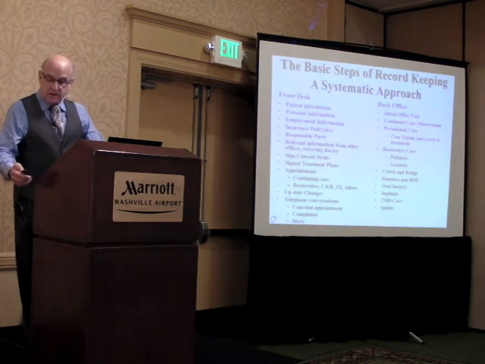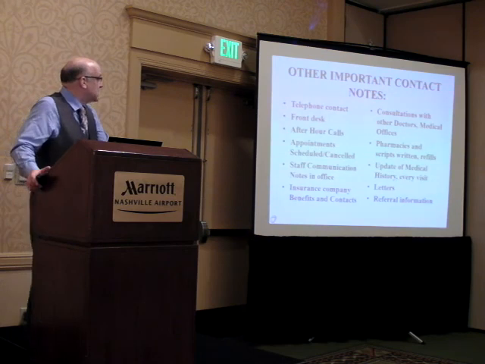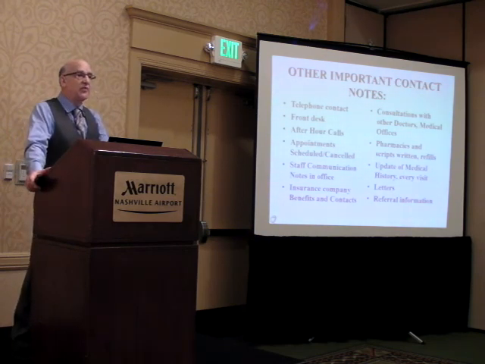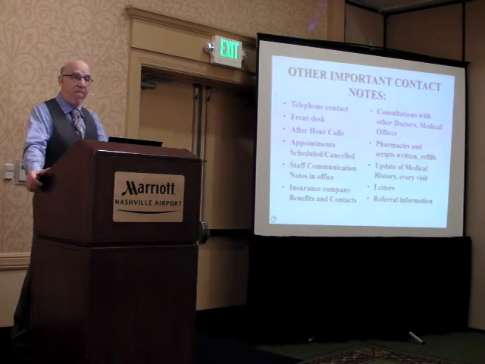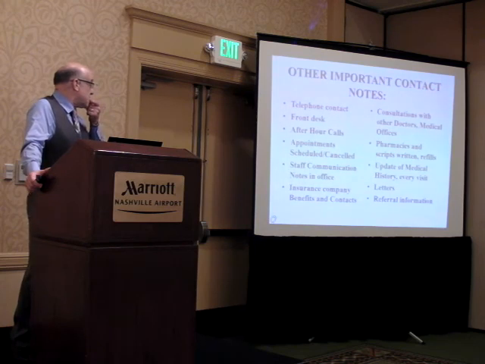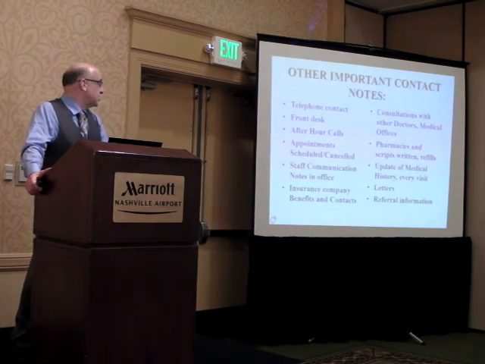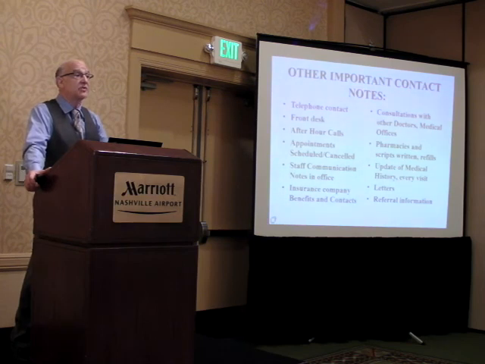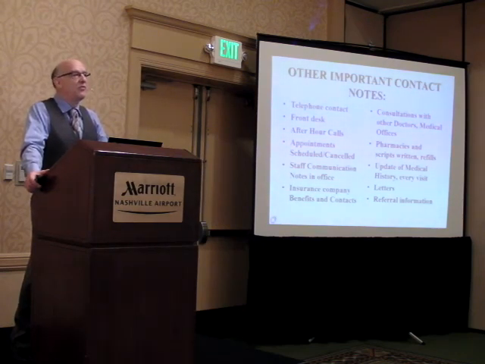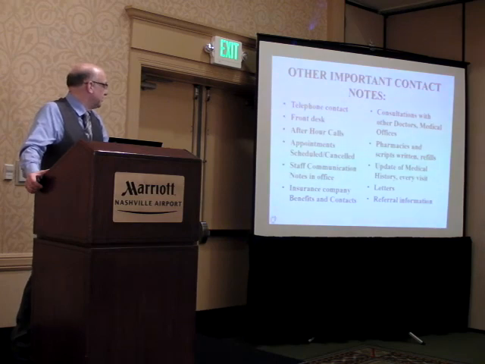So let's take a look at the other important aspects. Telephone contact, front desk. How many of your front desk people write down that you had contact on a daily basis with a patient? Rarely done. After hours emergencies, those are the tough ones to record. Appointments scheduled and canceled. Staff communication, notes in the office. How many times does your staff actually make an entry in the chart for you? Hygienists. We have a few of you here today. Very, very important. You'll see this later. Insurance company contacts and benefits.